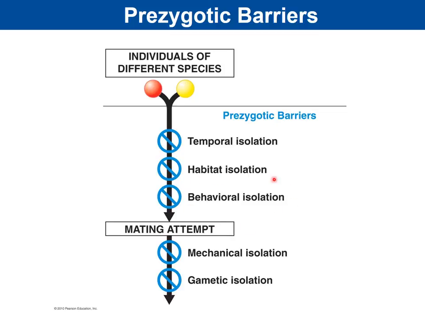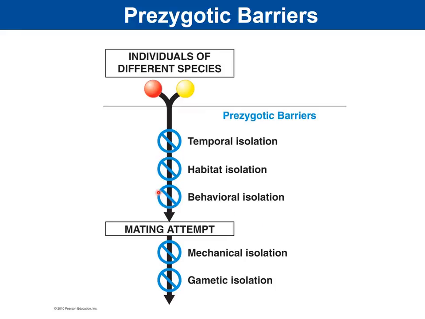And then we also have behavioral isolation. And so this is where the behavior of the organisms are not compatible. Maybe it's a bird that sings a slightly different song that can't be used in a mating ritual. Okay, and so that's behavioral isolation.